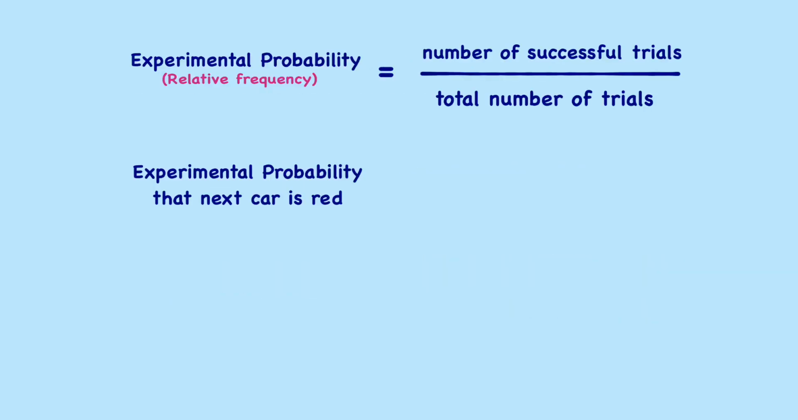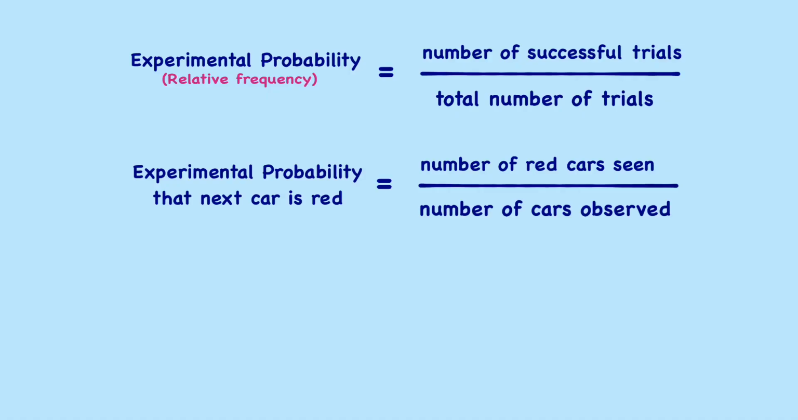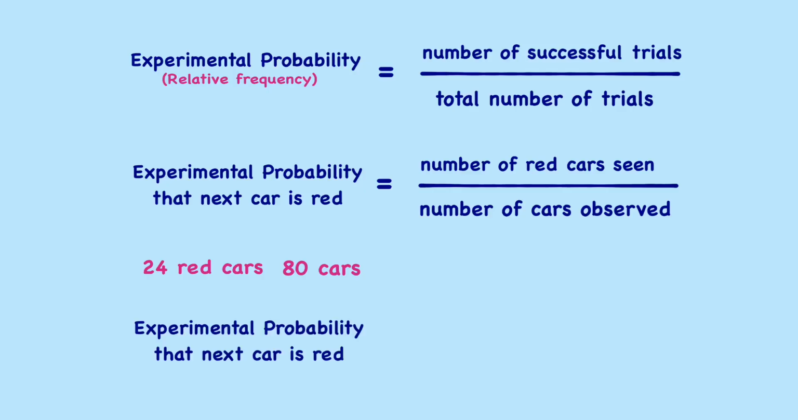So the experimental probability that the next car is red would be the number of red cars seen divided by the number of cars observed. So if we were to see 24 red cars out of a possible 80 cars that passed, the formula for this specific example would be 24 divided by 80.